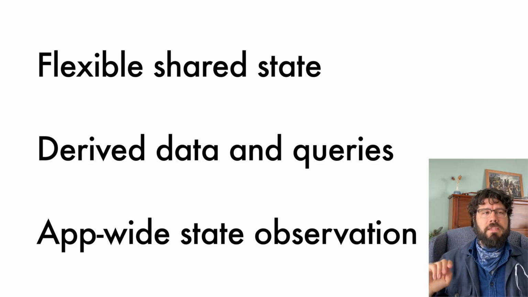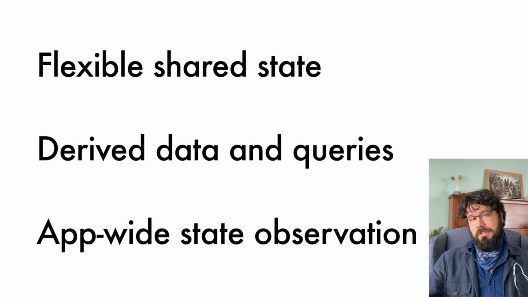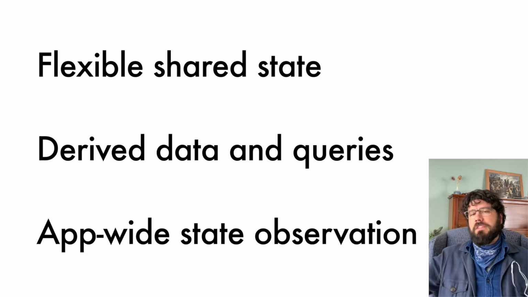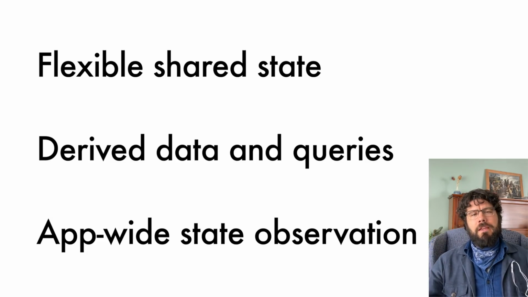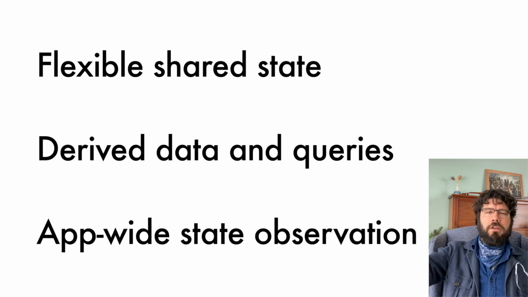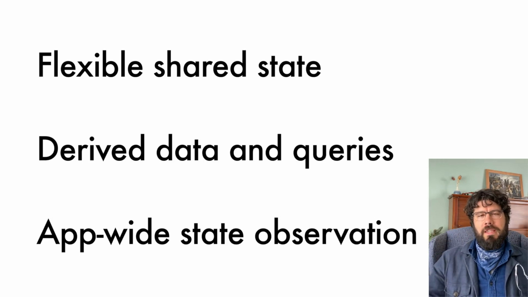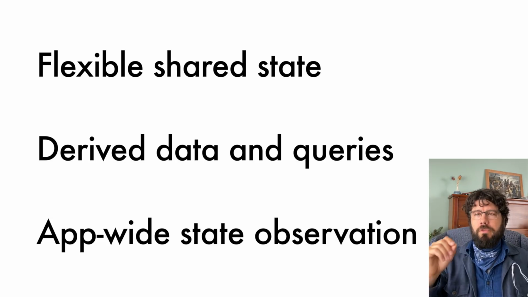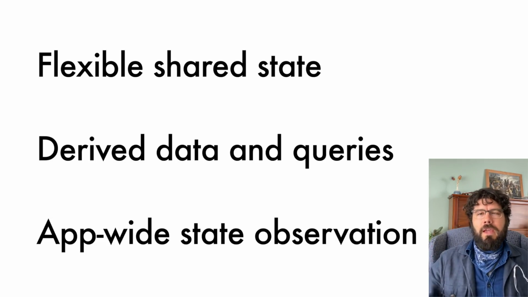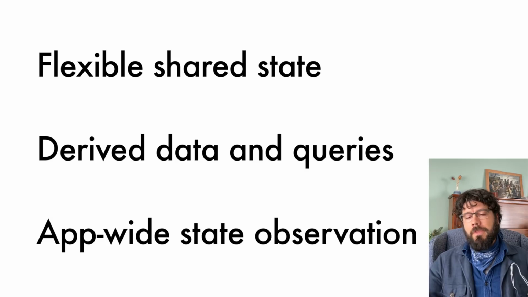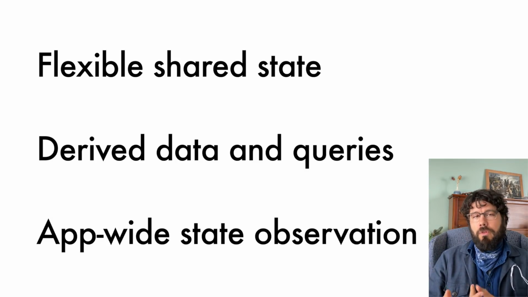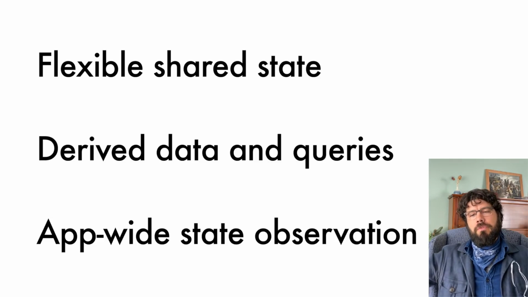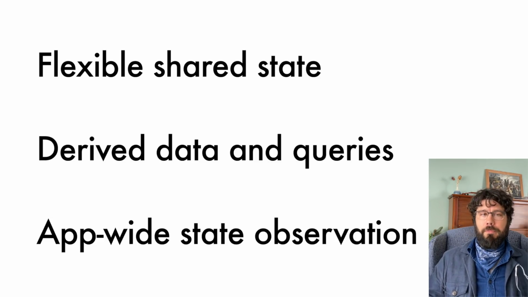It solves three basic issues. The first is flexible shared state: the ability to have different things that are in sync at different parts of the React tree in a way that's really performant. Secondly, derived data and queries: the ability to compute things based on changing state efficiently and in a way that is very robust so that we can move quickly and not have bugs. And then finally, app-wide state observation. So for things like time travel debugging, undo support, persistence, logging, that kind of thing, the ability to observe everything that's happening in the app from some component.